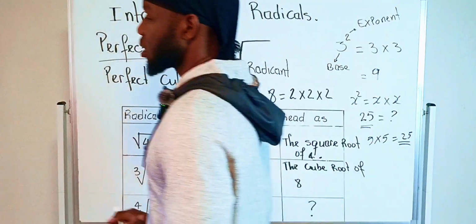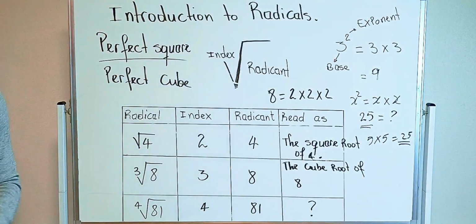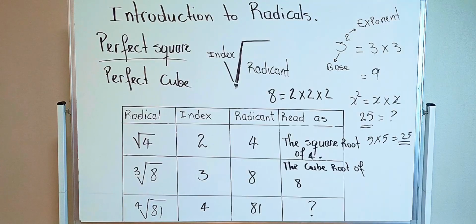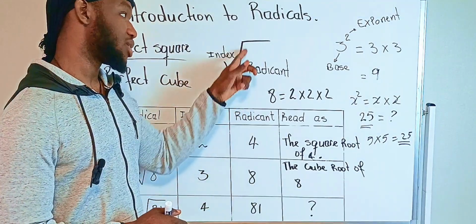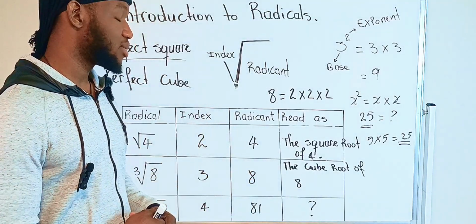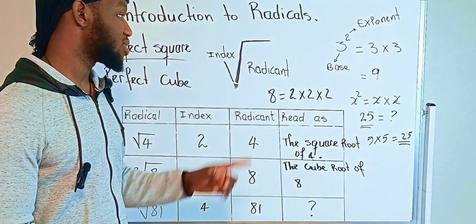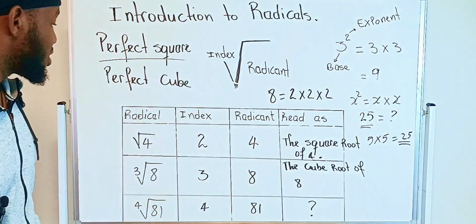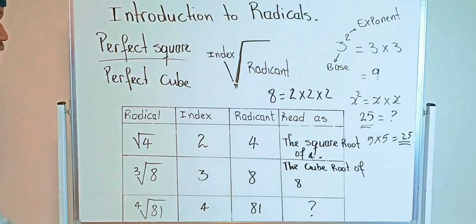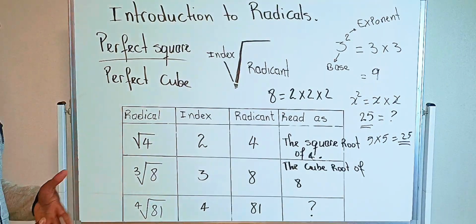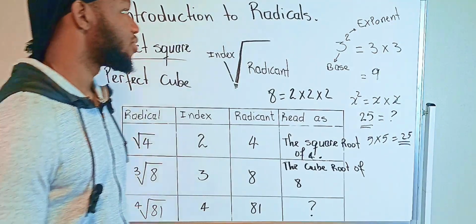So guys, we just started the journey with radicals. We got a lot to see in radicals, but I want you guys to know the basics. You know the symbol, you can identify the symbol, you know where the index is, you know where the radicand is, you can read them easily, and you know the difference between perfect square and perfect cube.